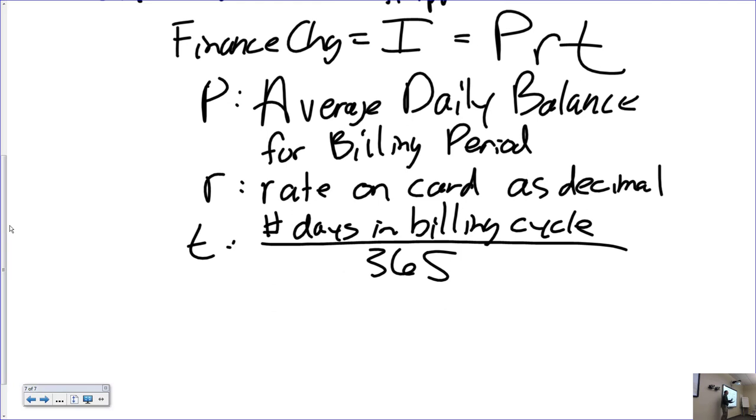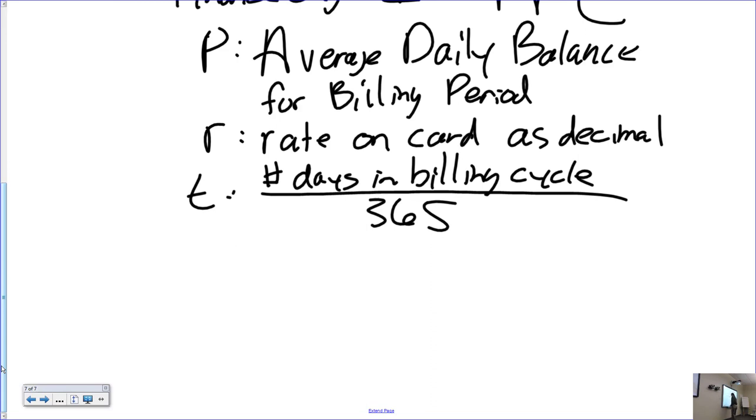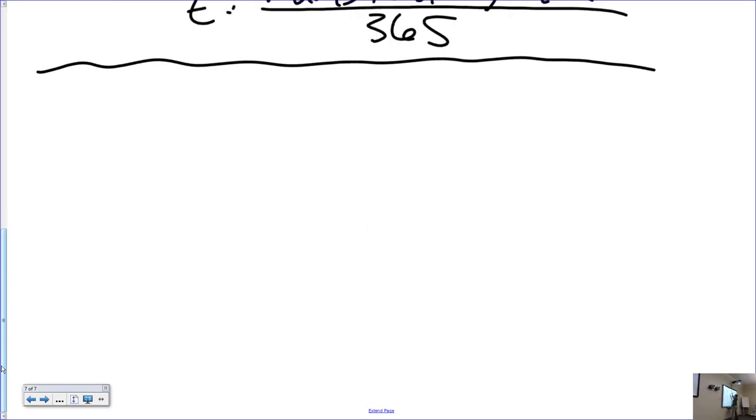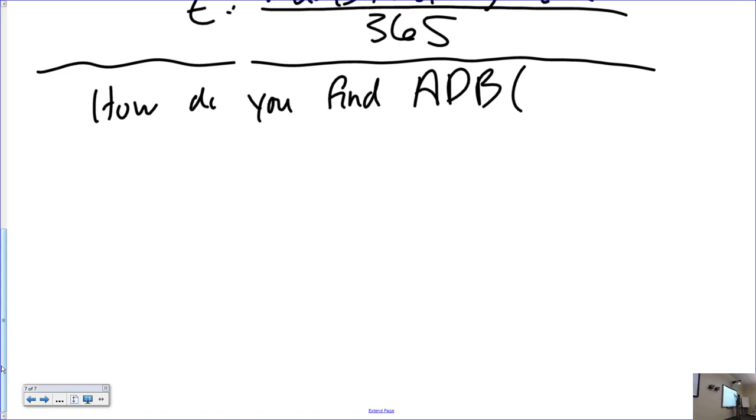So we've got about enough time to do a really simple example, and then we'll call it a day and finish this up on Wednesday. Okay? So how do you find ADB? Average daily balance. Please note, folks, that this is all a credit card company has to show you on its statement, this three-letter phrase, ADB. You're supposed to know what that means. It means average daily balance, and it's basically the P in I equals PRT. Okay?